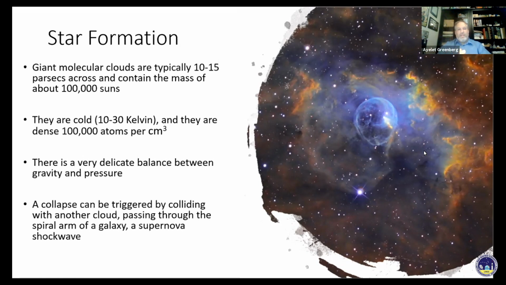Now, it's nowhere nearly as dense as the air around you. If you think about the air in the room around you, it has about 18 quintillion atoms in every cubic centimeter. So it's not anywhere near as dense as the air that we breathe, but compared to normal space, it is relatively dense. So we have a very, very big cloud of gas, very cold, quite dense, that contains about the mass of maybe 100,000 stars or 100,000 suns.